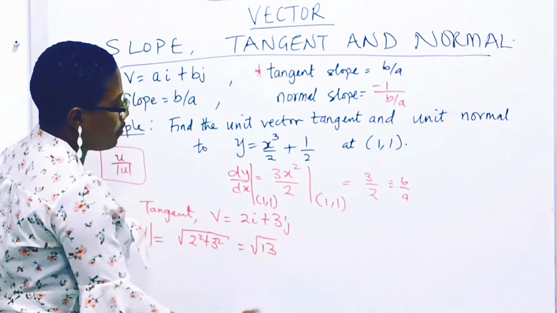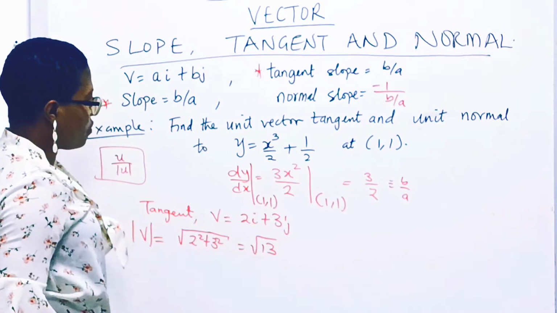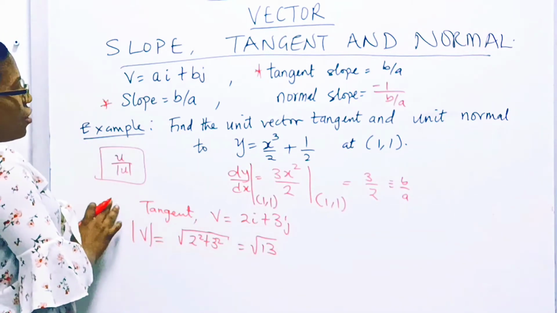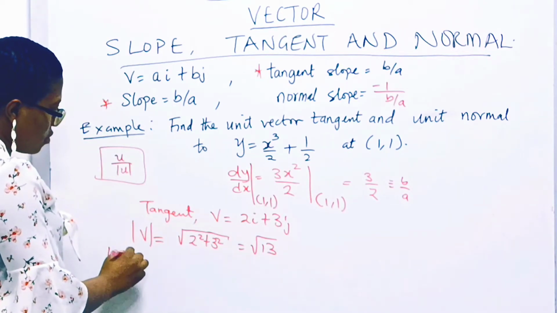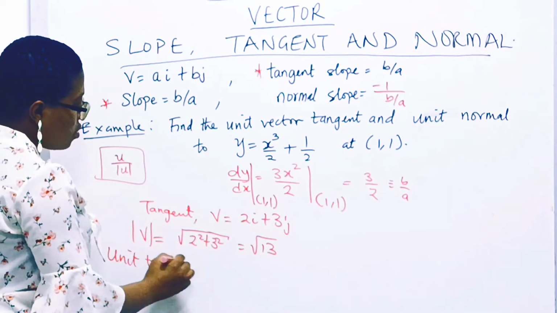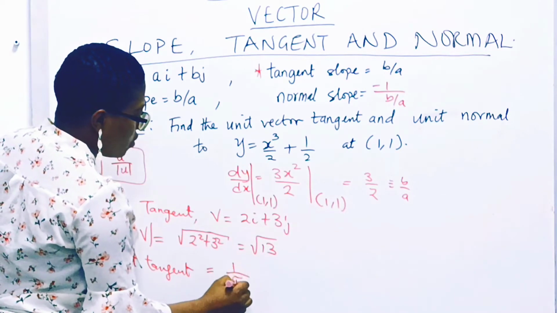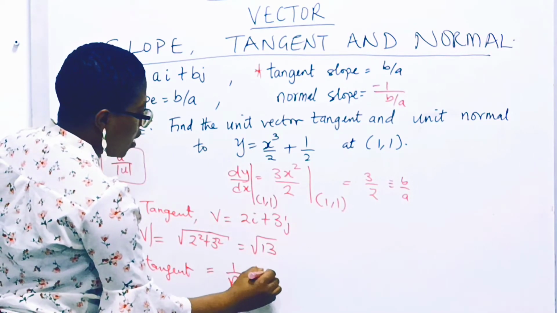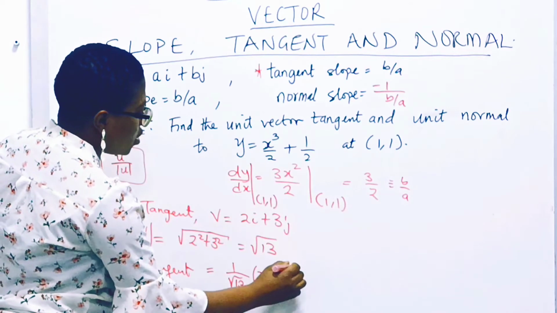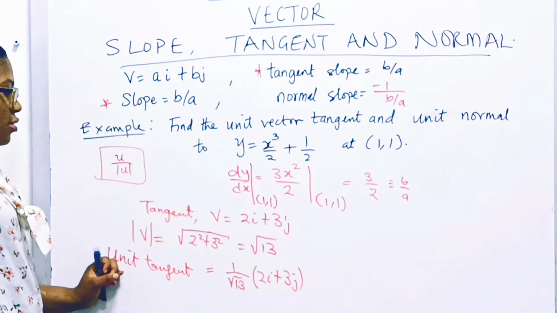Square root of 13. 4 plus 9 is 13. Square root of 13. So the unit tangent is equal to 1 over root 13 times 2i plus 3j. So this is the unit tangent.